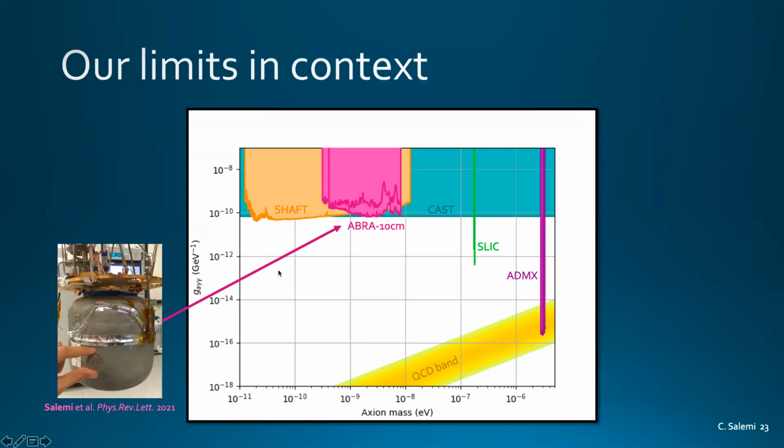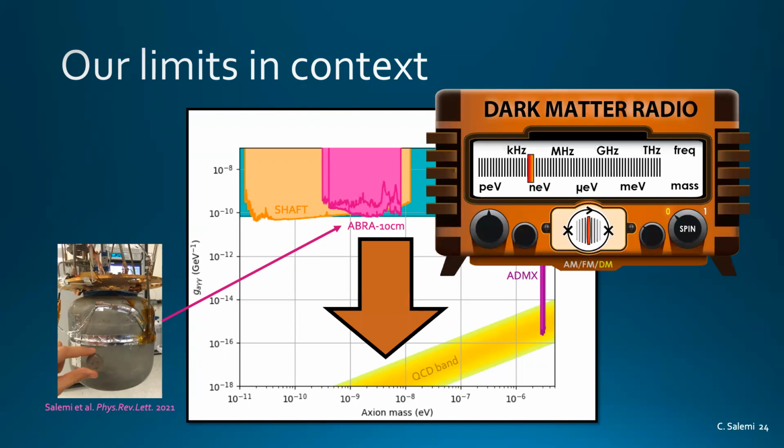You might have noticed, however, that there's a lot of white space here. We have to get some 7 or 8 orders of magnitude before we can reach down into the QCD band. And unfortunately, these prototype detectors are not going to be able to do that. So the next step is scaling up. And so that's the plan for the DMRadio experiments.